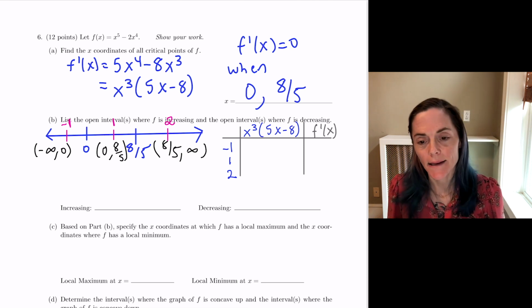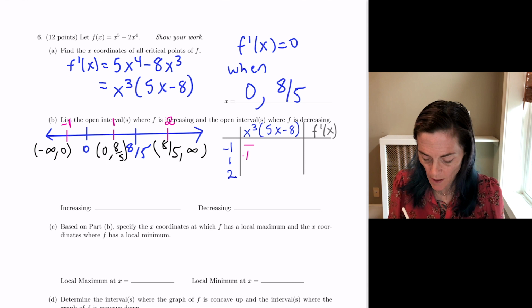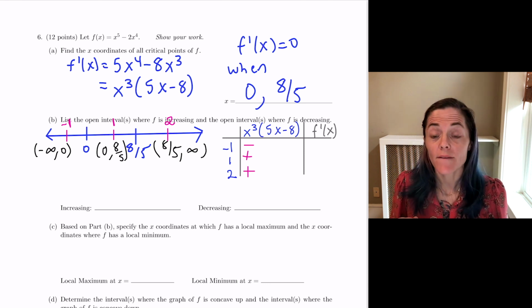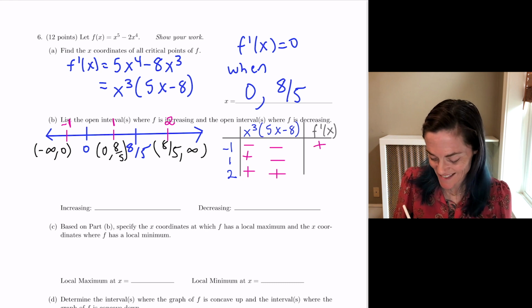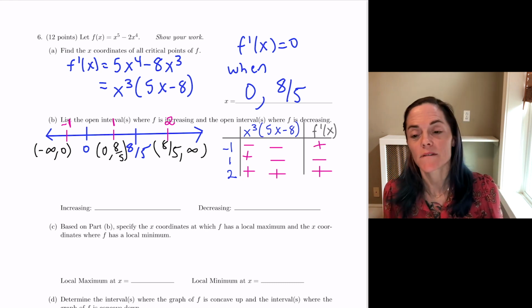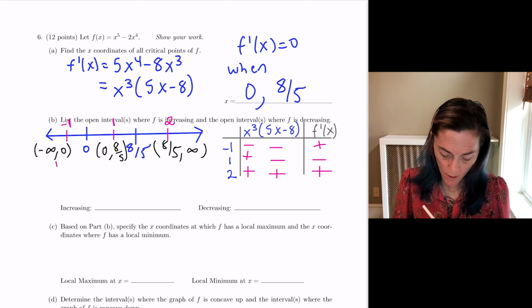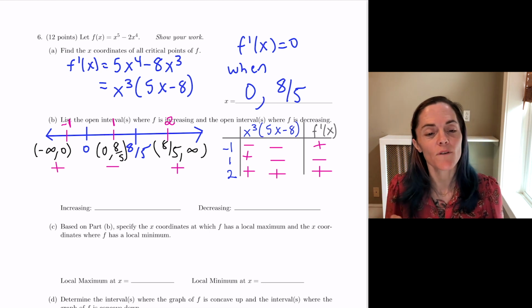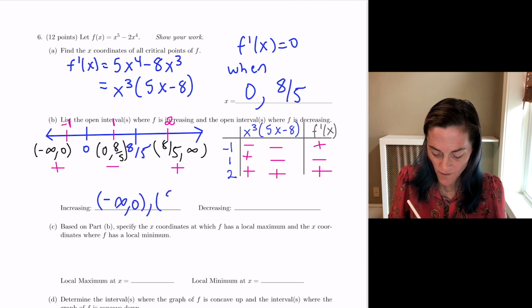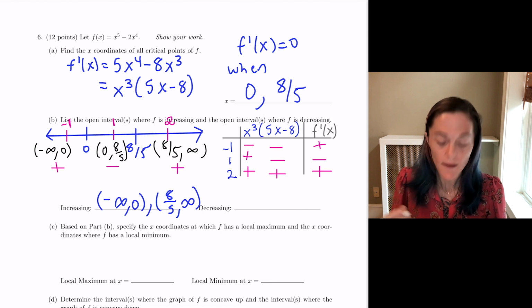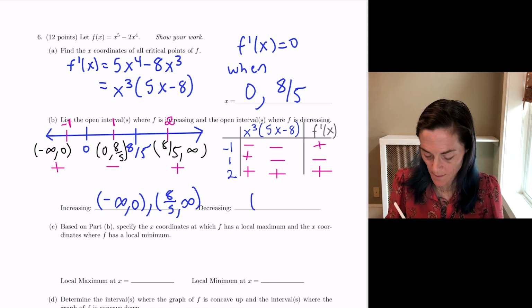We're interested in the sign here. So x cubed is negative, positive, positive. 5x minus 8 is negative, negative, positive. 2 negatives gives us a plus. 1 negative gives us a minus. So I can put these underneath. It goes plus, minus, plus. Now my function is increasing everywhere I see a plus, which is minus infinity to 0 and 8 over 5 to infinity. My function is decreasing everywhere I see a minus, 0 to 8 over 5.